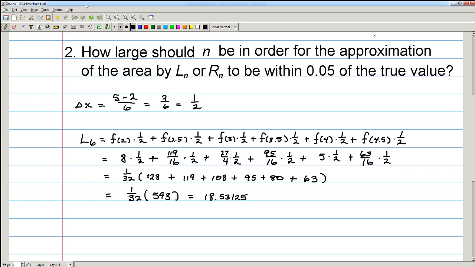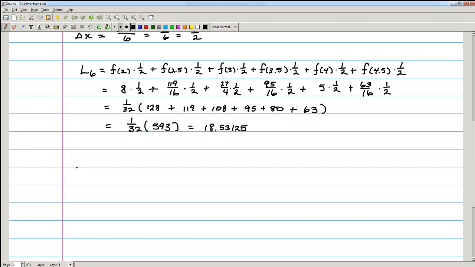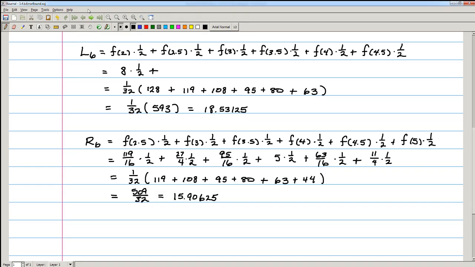Now let's calculate the right sum. We'll scroll down a little bit. And in the right sum, we'll add up 6, but we'll start at 2.5 and go from 2.5 to 5. So we calculated the height of each rectangle at the right point: 2.5, 3, 3.5, 4, 4.5, and 5. We multiplied by the base, 1/2.